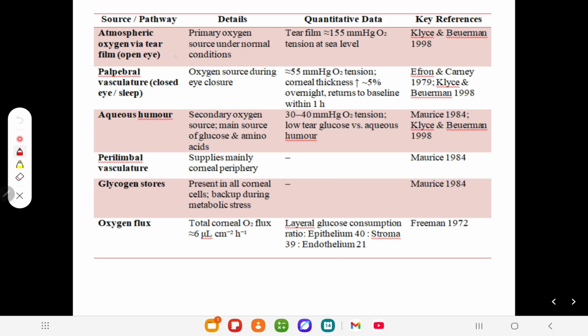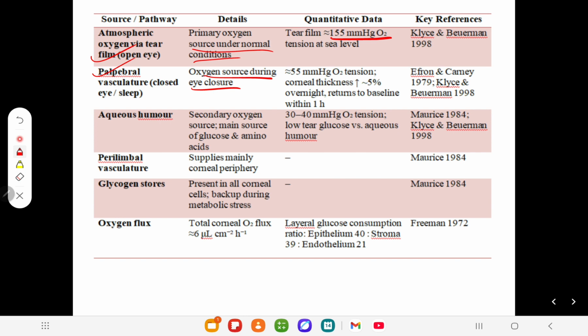So atmospheric oxygen in the open tear film, in that particular case, is the primary oxygen source for the cornea in the normal condition, isn't it? Whenever we open our eye, the tear film has 155 mmHg of O2 tension at sea level, which is very high. And whenever we close our eye, then the palpebral vasculature is a very important source of oxygen in the closed eye condition, isn't it?